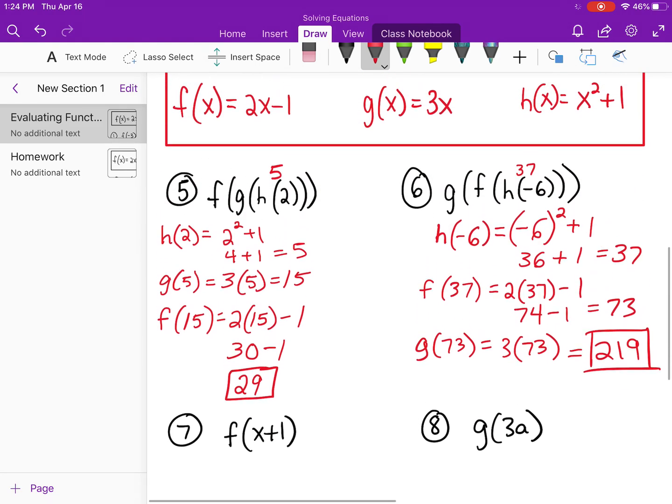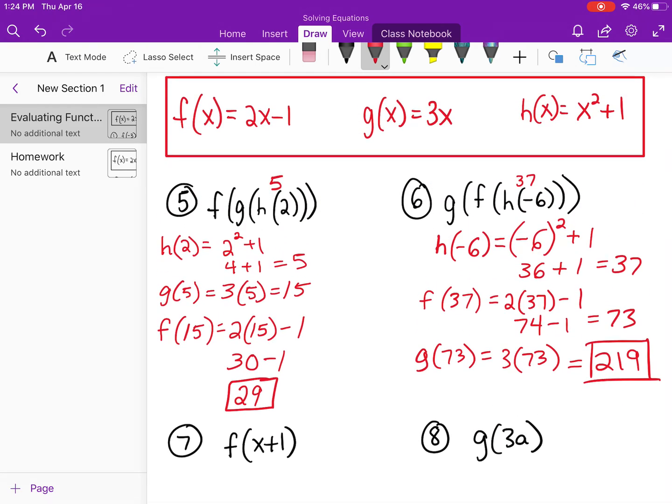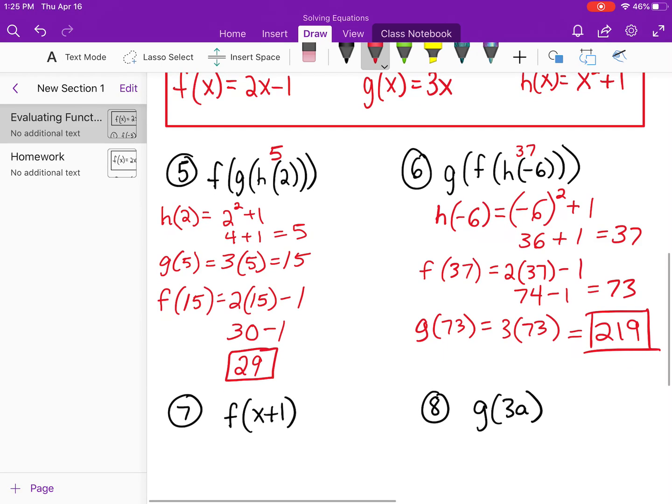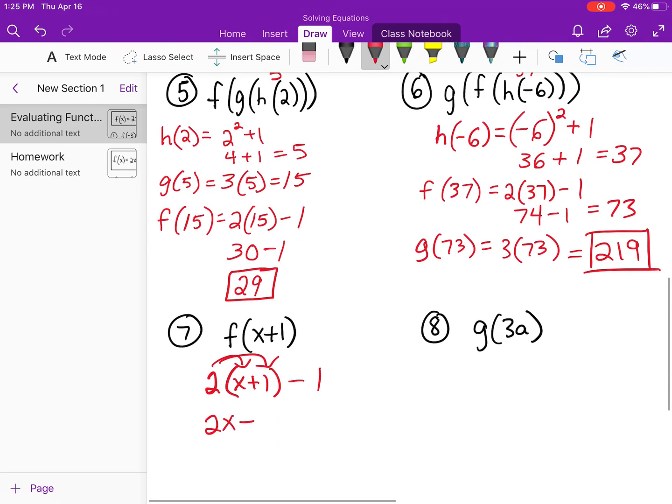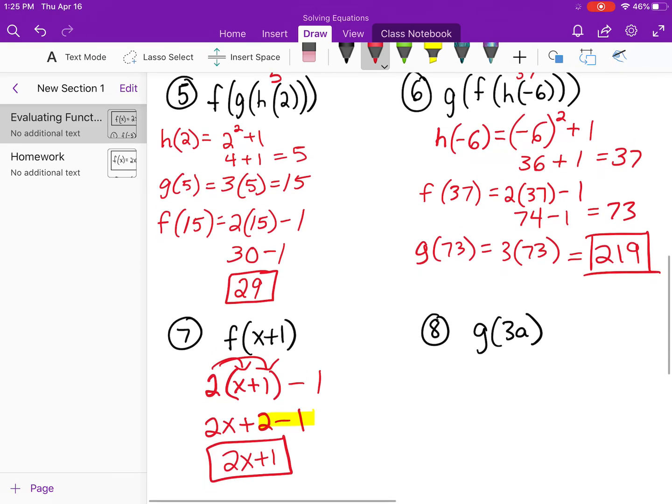And then finally, for the last two, just evaluate f of x plus 1 and then g of 3a, a little bit different type of problem, just to review those skills that we've been learning for the past couple days. So f of x plus 1 would be 2, and in place of the x, we'll put that x plus 1. Now I want to distribute the 2 to simplify this, so that would be 2x plus 2 minus 1, and then we can combine these like terms. The 2 minus 1 combines, so that's 2x plus 1, and that's your final answer. And finally, g of 3a, remember g of x is just 3x, right? So this would be 3 times 3a, which is 9a. That's it.